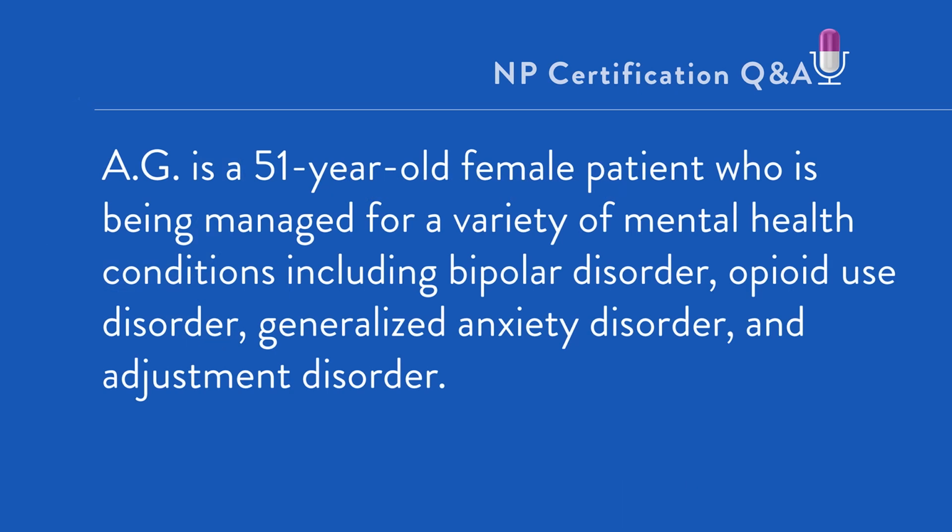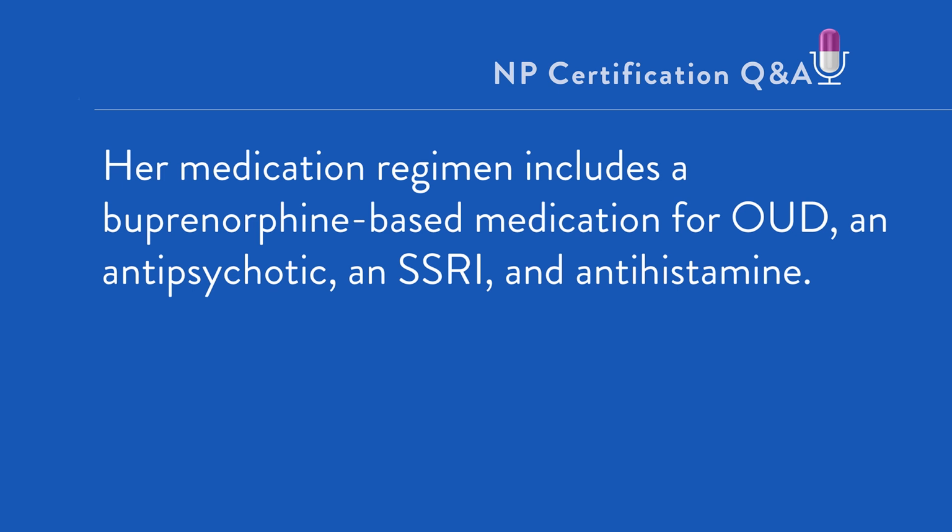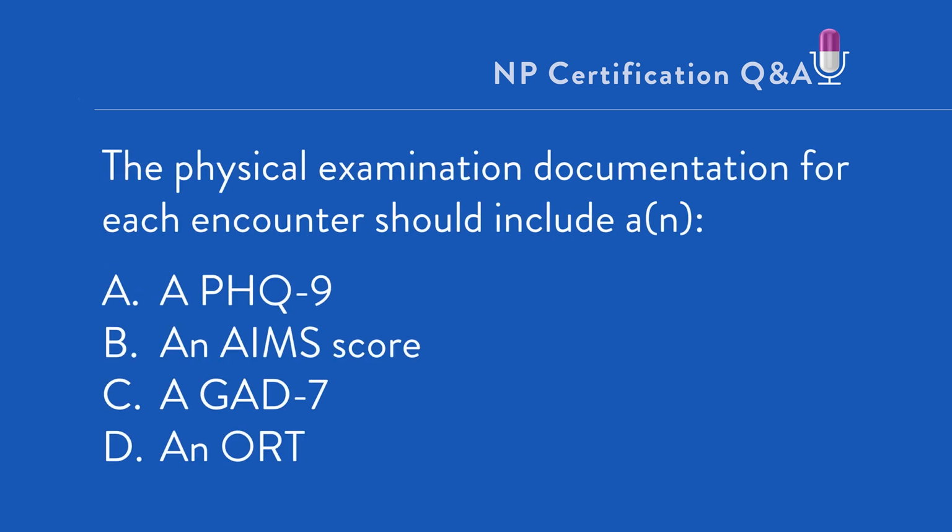AG is a 51-year-old female patient who is being managed for a variety of mental health conditions, including bipolar disorder, opioid use disorder, generalized anxiety disorder, and adjustment disorder. Her medication regimen includes a buprenorphine-based medication for opioid use disorder, an antipsychotic, an SSRI, and an antihistamine. The physical examination documentation for each patient encounter should include A and. So there's no hint here, A or an.